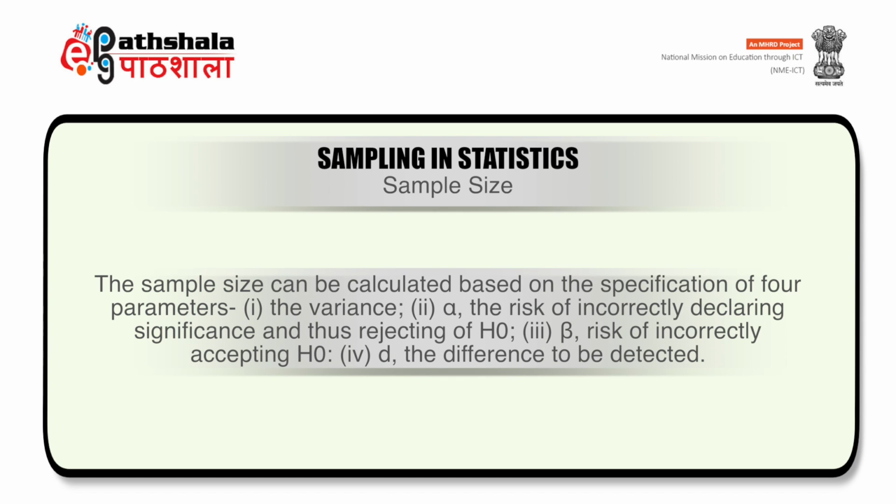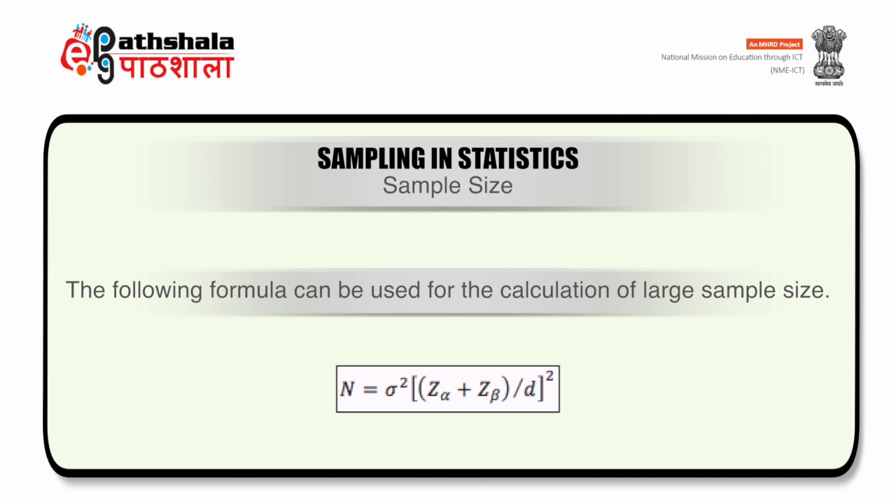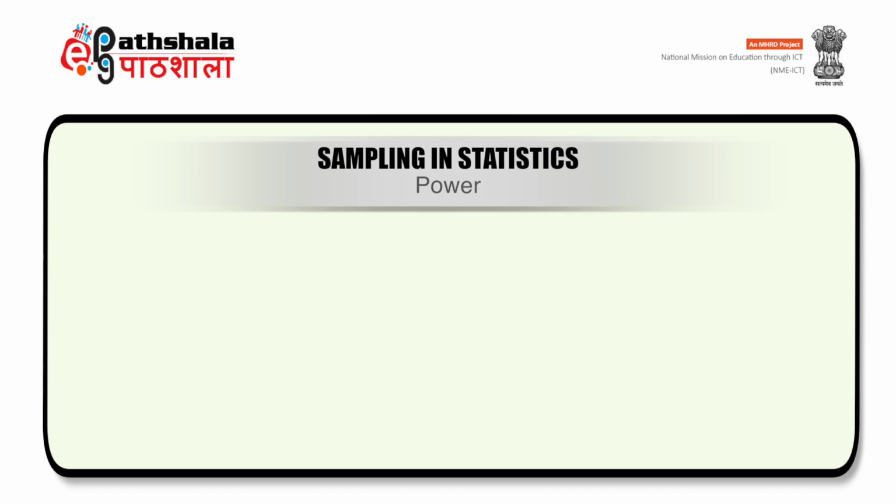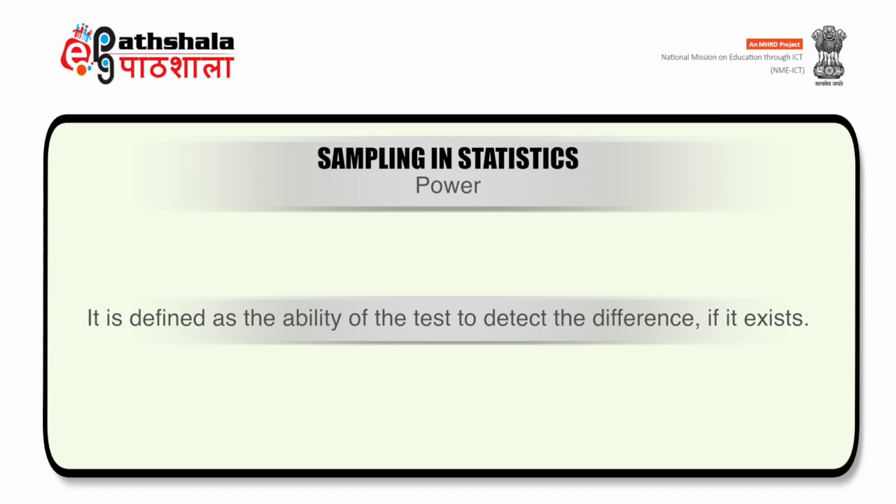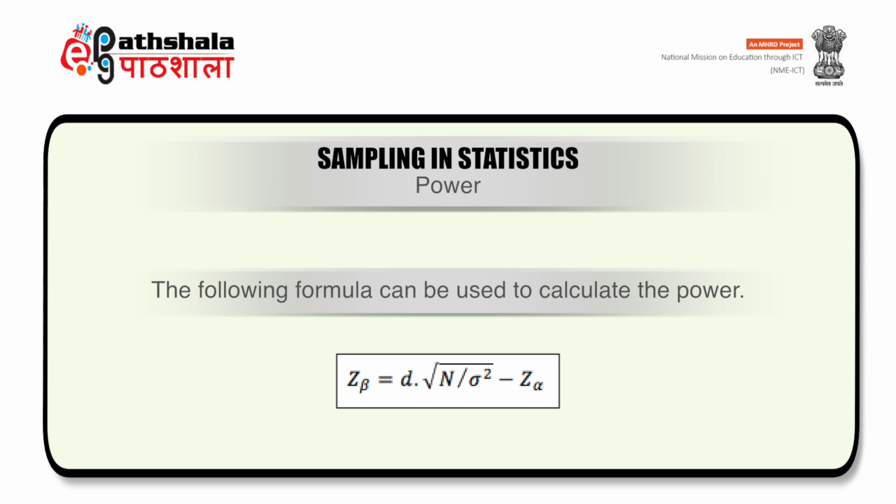The sample size can be calculated based on the specification of four parameters. First is the variance. Second is alpha, the level of significance, the risk of incorrectly declaring significance and thus rejecting the null hypothesis. Thirdly, beta, the risk of incorrectly accepting the null hypothesis. Fourth is D, the difference to be detected. The following formula can be used for calculation of large sample size as you are seeing on your screen. Thirdly, we have power. It is defined as the ability of the test to detect the differences if they exist. The following formula that you are seeing on your screen can be used to calculate the power.